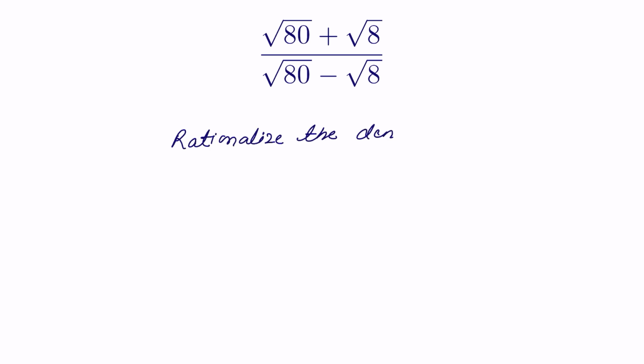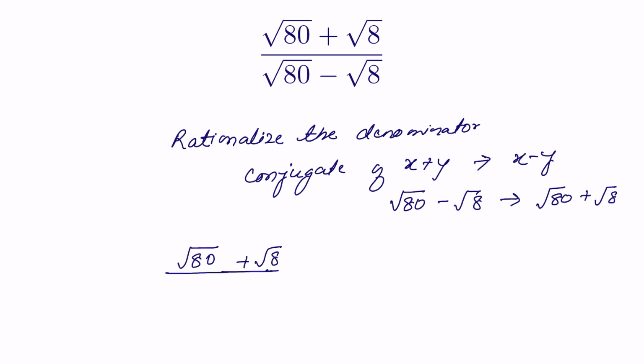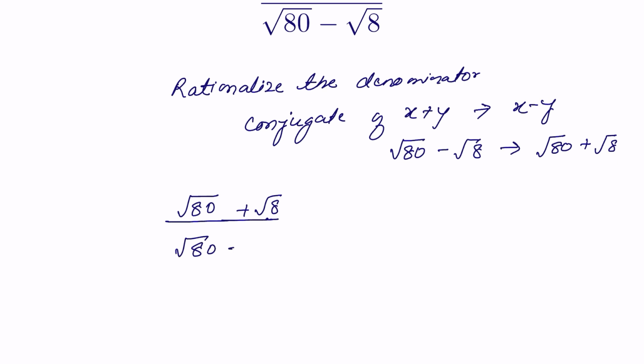To rationalize the denominator, we multiply and divide it by the conjugate of the denominator. So the conjugate of x plus y is x minus y. So the conjugate of square root of 80 minus square root of 8 will be square root of 80 plus square root of 8. Now, if we multiply and divide it by the same number, there won't be any difference in the question, because multiplying and dividing by the same number, for example a upon a, is like multiplying it by 1. They get cancelled. So there is no change in the question.